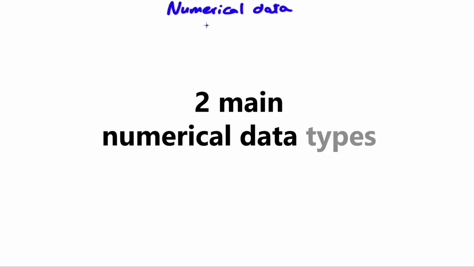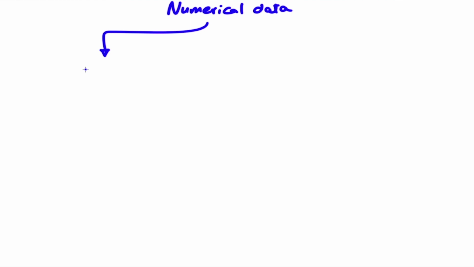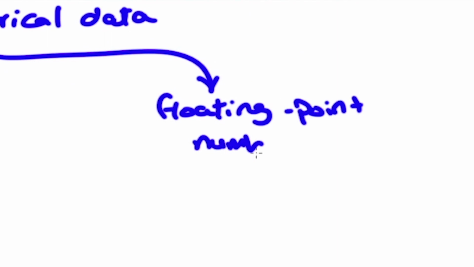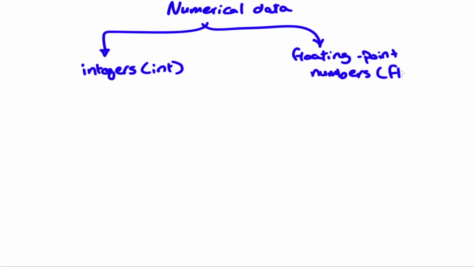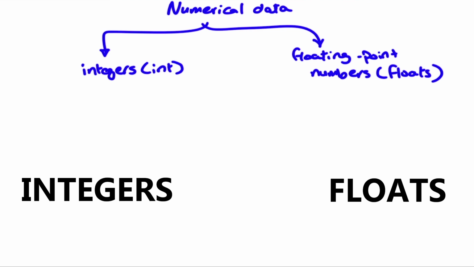When we talk about numerical data in the context of programming languages, there are two main numerical data types that are very popular in almost all programming languages. One of them is called integers, and the other one is called floating point numbers, or float for short. So two different numerical data types: integers and floats. Okay, what are they? What do they mean?